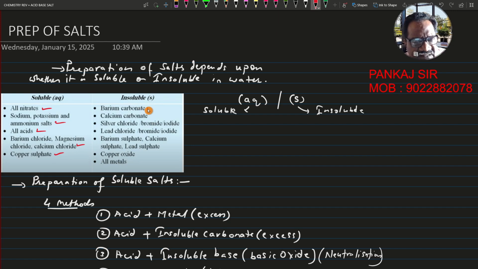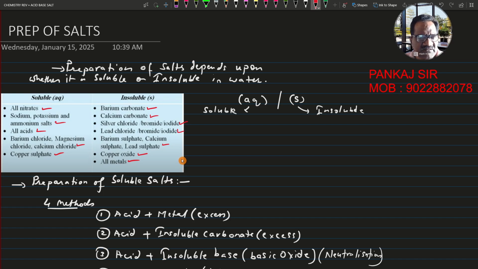Now let us see what are not soluble in water. Barium carbonate is insoluble, calcium carbonate is again insoluble. Chlorides, bromides and iodides of silver are all insoluble. Lead chloride, lead bromide, lead iodide are again insoluble. Barium sulfate, calcium sulfate, lead sulfate are all insoluble. Copper oxide is insoluble, and all metals are of course insoluble. So this is all about which substances are soluble and which are insoluble.